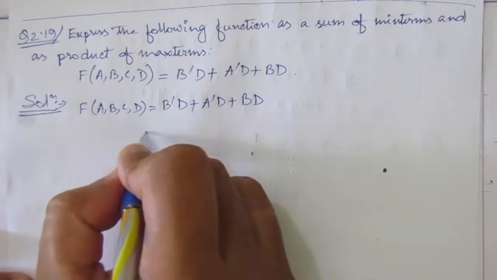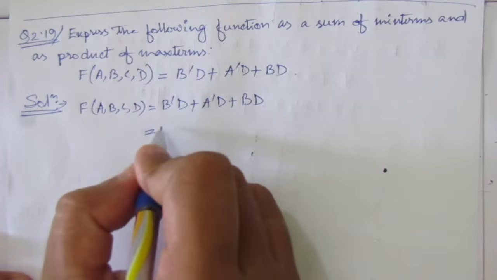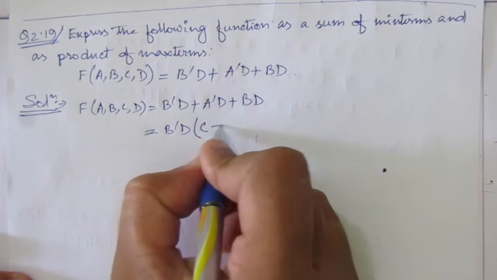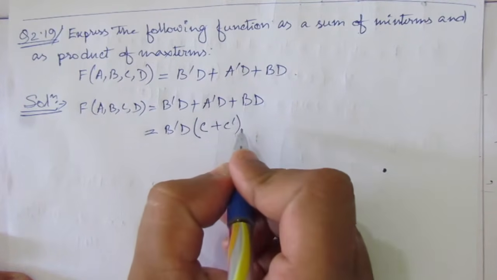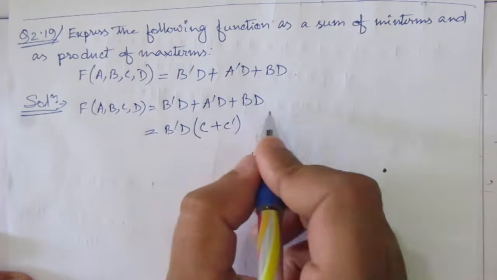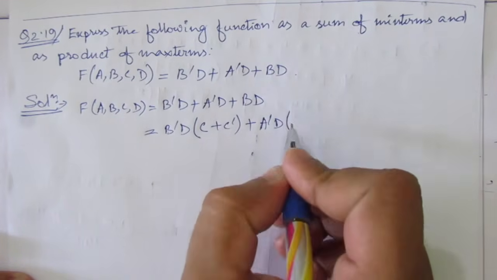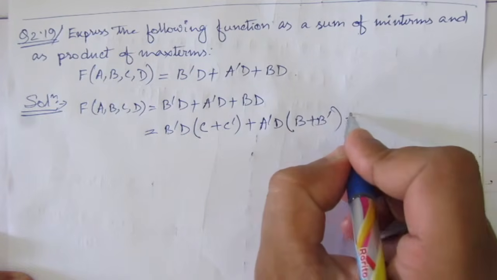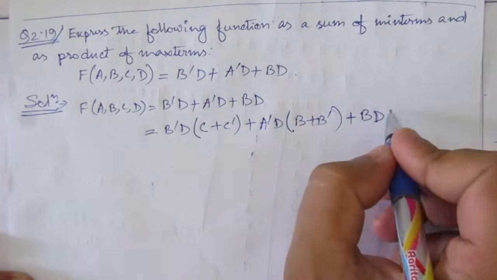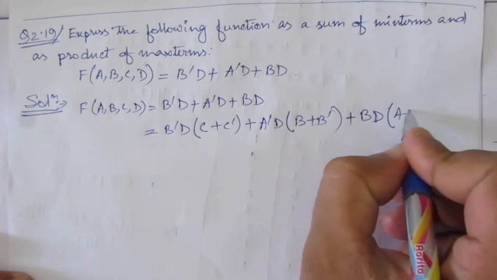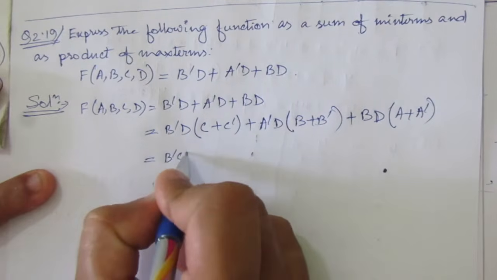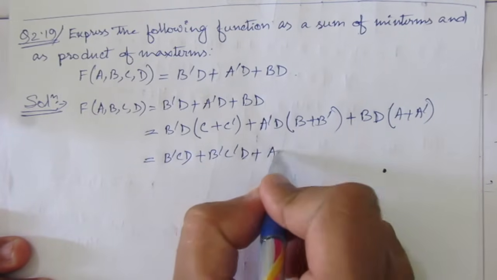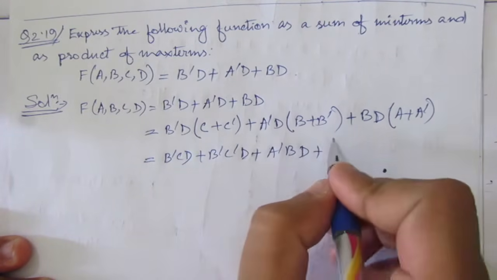Okay, so what we'll do, we can write it as b bar d within bracket, if we multiply with c plus c bar. The c plus c bar is nothing but 1, so the value will be unchanged. Then we have a bar d and we will multiply with b plus b bar. Then we have b d and we multiply with a plus a bar. b bar c d plus b bar c bar d plus a bar b d plus.